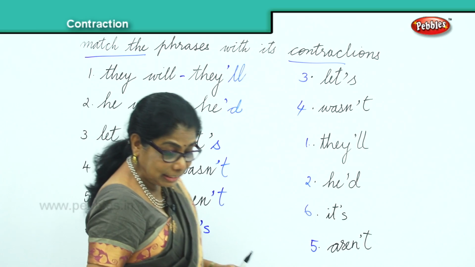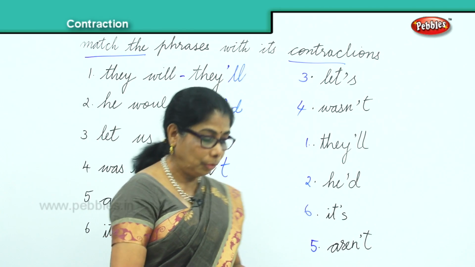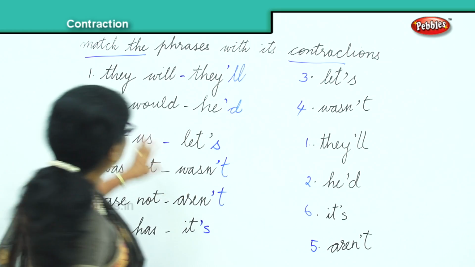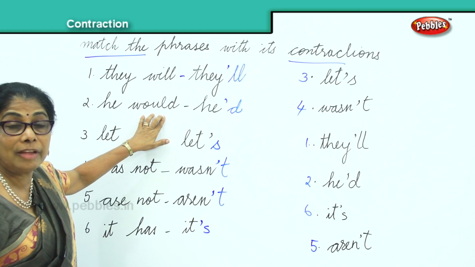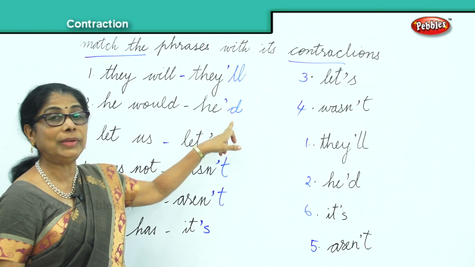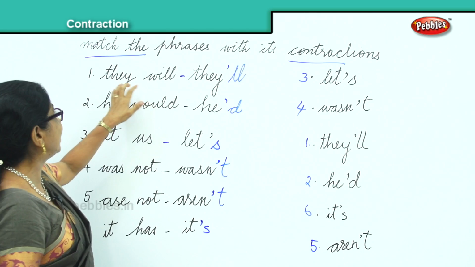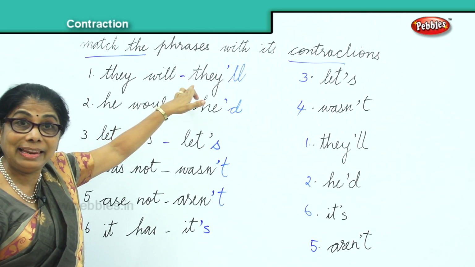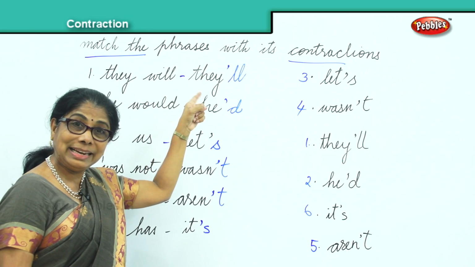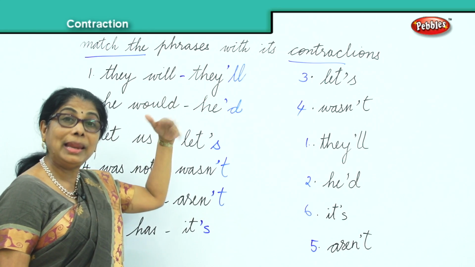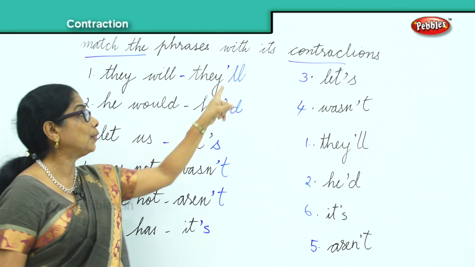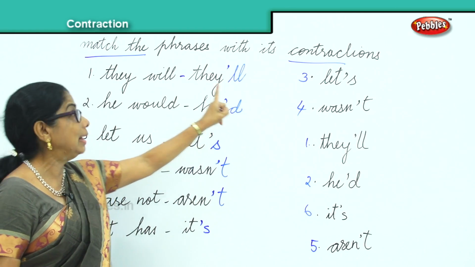You'll say it's been raining. Now look at these, there's a little change here that you have to be careful about. He would, whether it's he would, she would, they would, you will write the apostrophe and just write D. The first one is they will, they'll, she will, she'll, it will, it'll, I will, I'll, we will, we'll. So for all these you just put an apostrophe and double L.